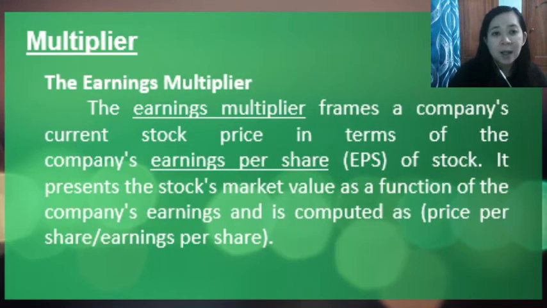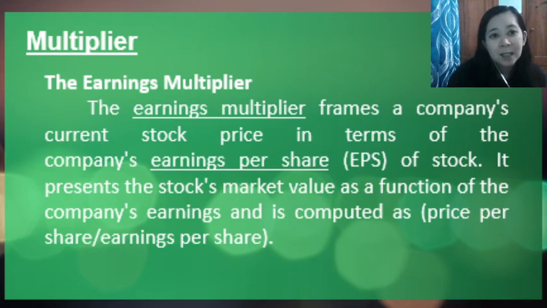For the third type of multiplier, we have the earnings multiplier. The earnings multiplier frames a company's current stock price in terms of the company's EPS, or earnings per share. Earnings per share is net income divided by the shares outstanding. Normally this can be a basis for the market value of your shares when offering them to the public, and it could also be used together with other factors. But again, the earnings multiplier is for a company's current stock price.